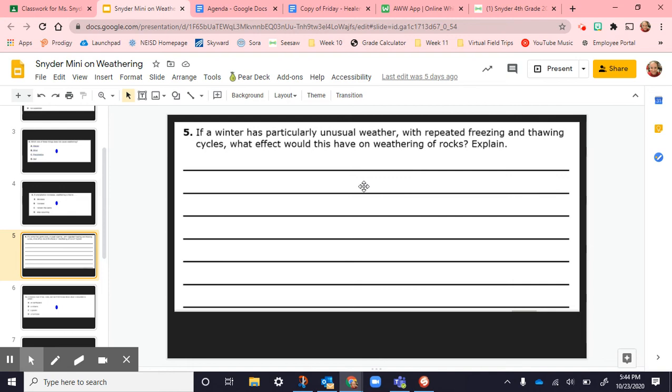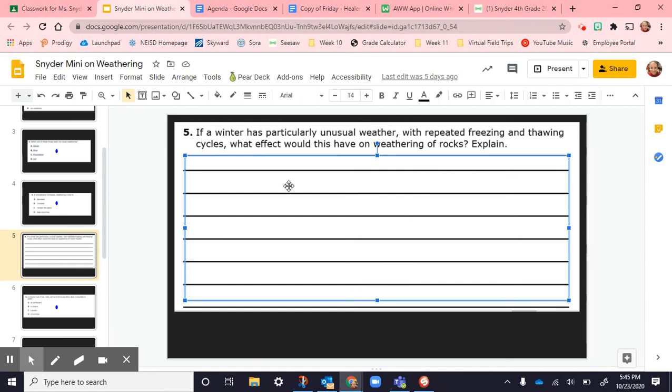So think about water gets in those cracks, and if you've got those extreme temperatures and you have, let's say, freezing because it gets really cold at night, and then you have thawing, maybe it's a lot warmer during the day, and then you have that freezing and that thawing and that freezing and that thawing. Over a long time of this happening, what effect would this have on weathering of rocks?